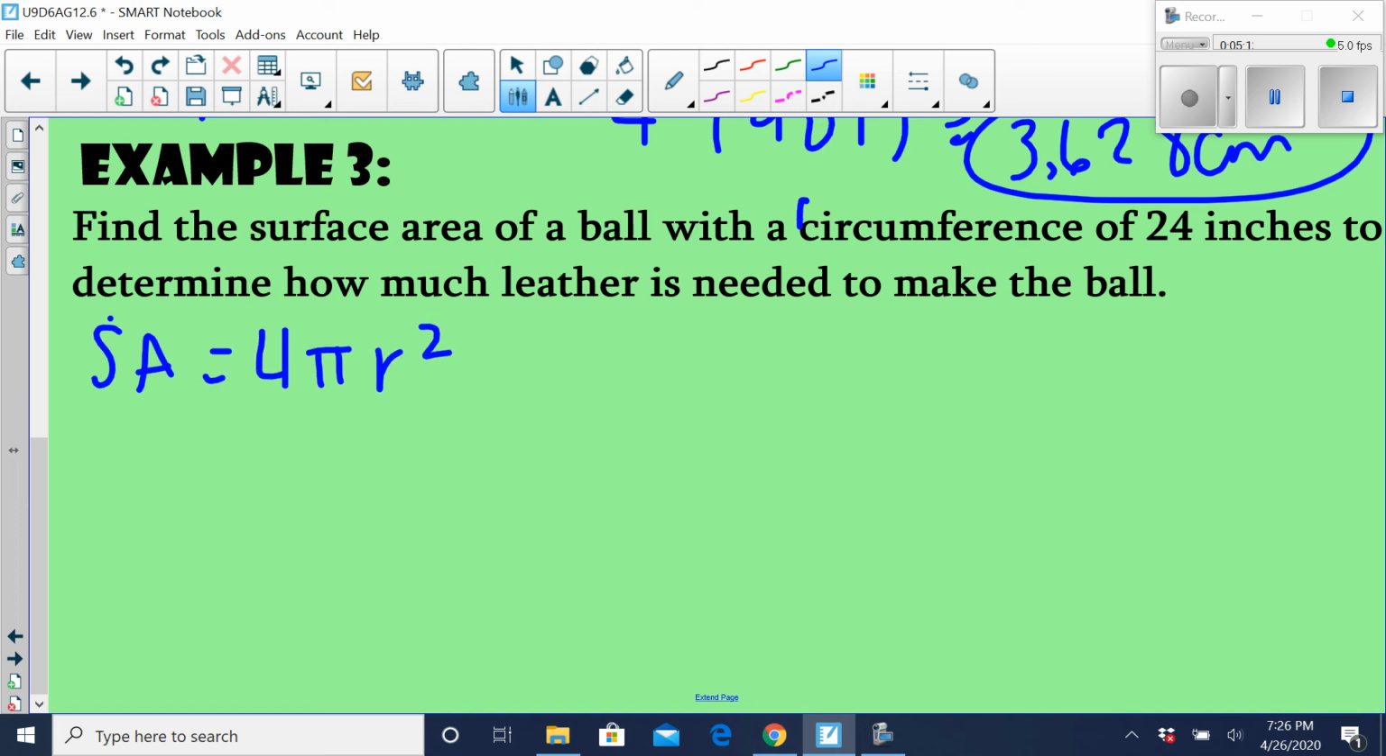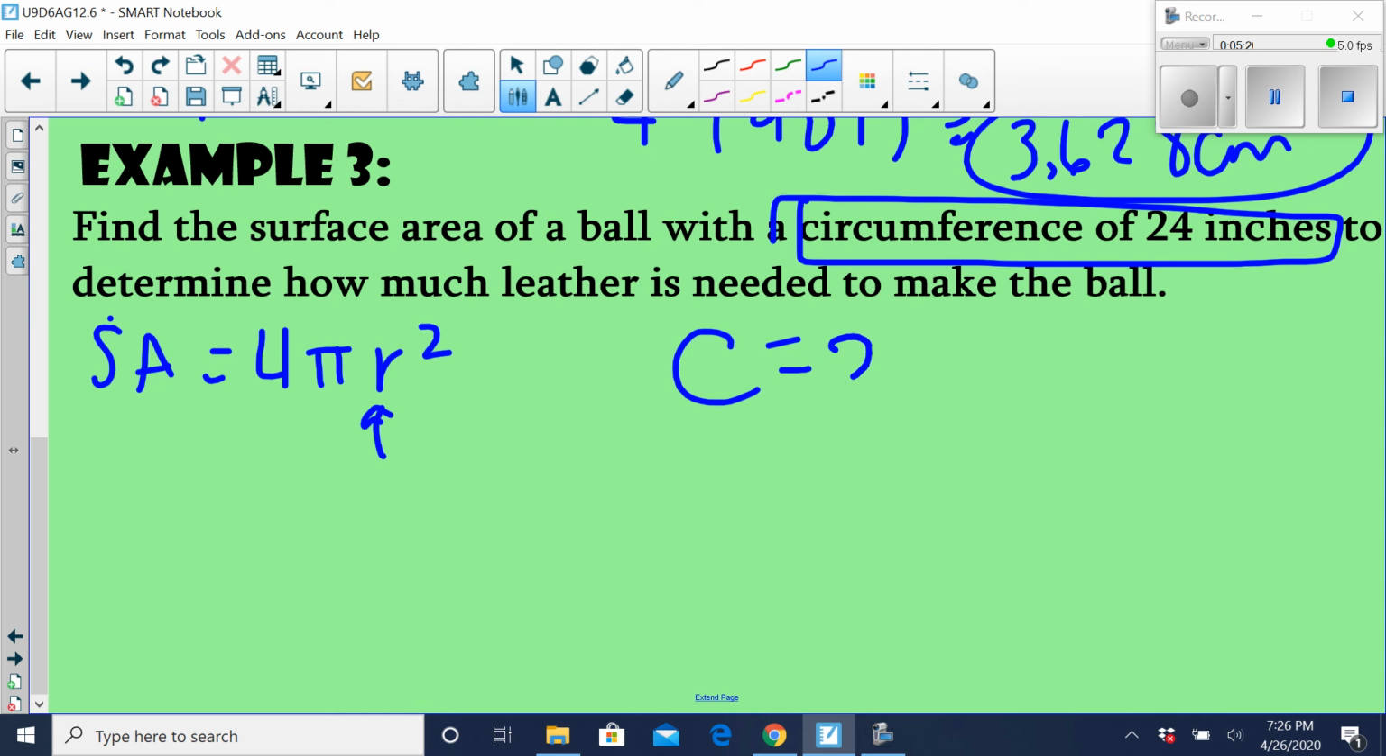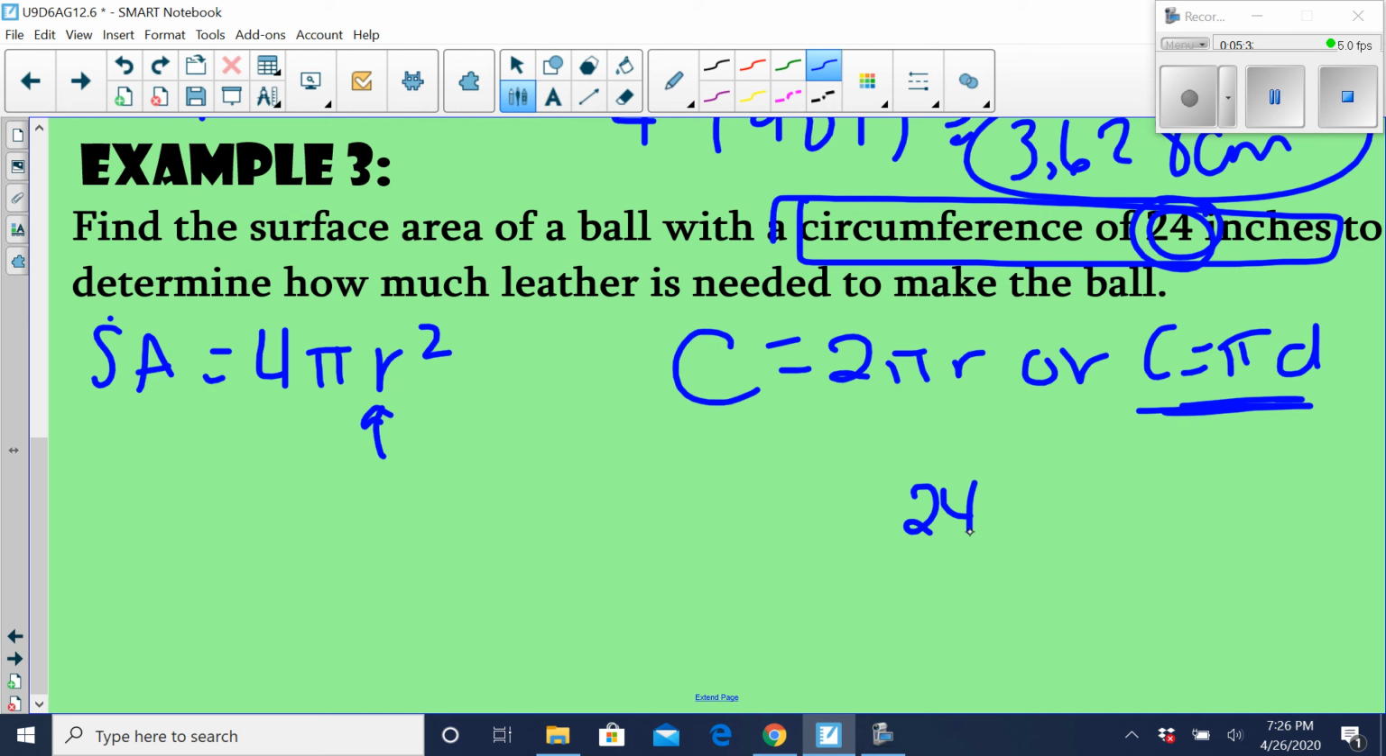Now, they give me circumference here. So what I'm missing is the radius. So think about circumference. Circumference is either 2 pi r, or I can say circumference is equal to pi times diameter. Okay, so what I'm going to do is take that 24 and plug it in. I like to use pi times diameter. So I go 24 for the circumference is equal to pi d. If I divide by pi on both sides, I'm going to get the diameter is approximately, so 24 divided by pi, I got approximately 7.64.